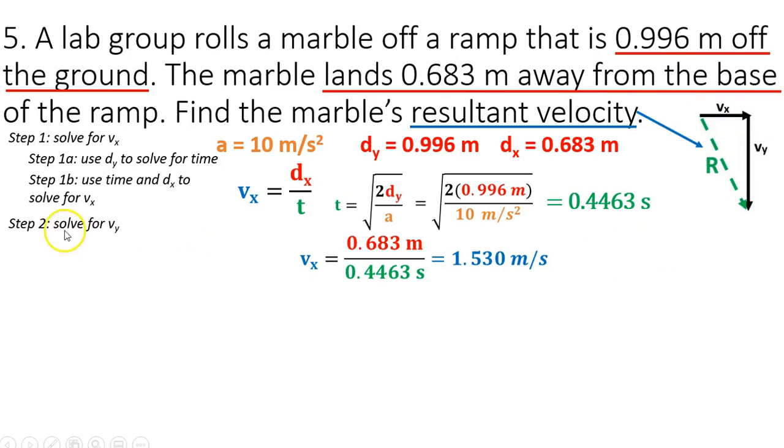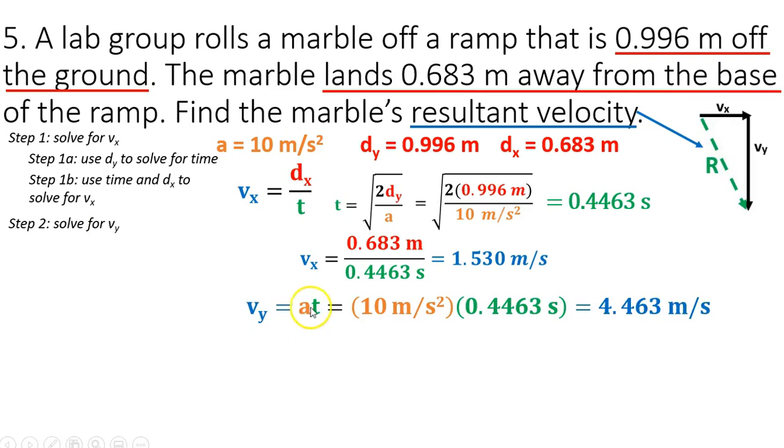So our step 2 is going to be then to solve for Vy. You don't do this one very often, but you have the equation for it, and that is Vy is equal to a times t. So we take our acceleration, 10 meters per second squared, times our time, 0.4463 seconds, and we get a vertical velocity of 4.463 meters per second. Now we have both legs of our right triangle, and we can solve for the hypotenuse.